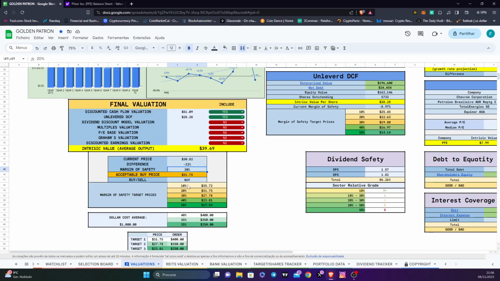Okay, and I did put a lot of ranges over here. If you want a 30% margin of safety, it would be at 27. If you want a 40% margin of safety, it would be at 23, and a 50% would be at 19. These are your target prices if you want to go by these percentages. I like to go by the 20, so to me it's at a good price to buy. That's why I actually put it on my portfolio data.